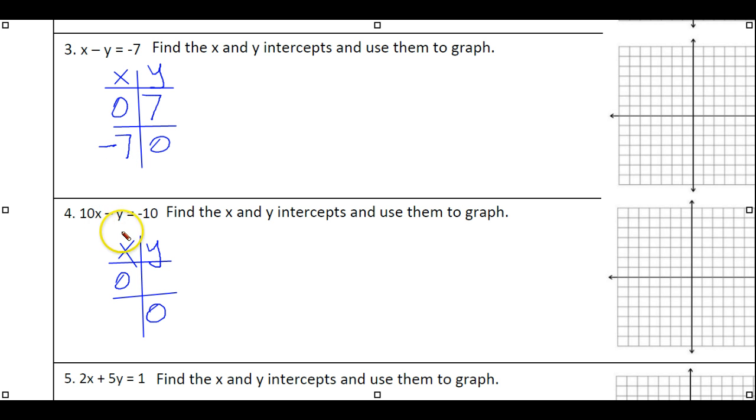And we'll do this one, which is similar. If X is 0, Y is 10. If Y is 0, X will be a negative 1. So again, putting them into the graph. So graphing these using our intercepts, this one will look like so, and this one will look like so.